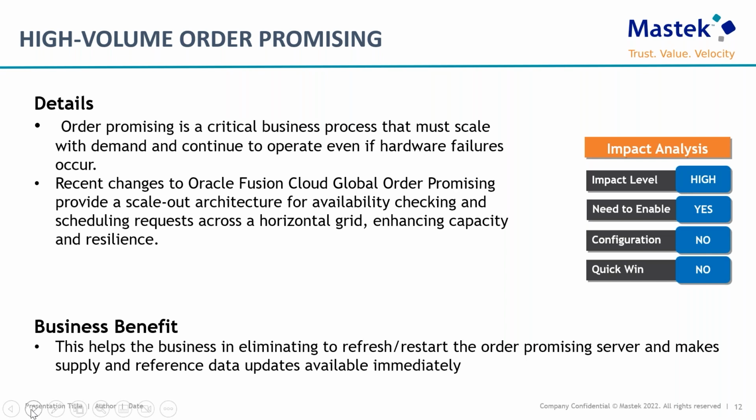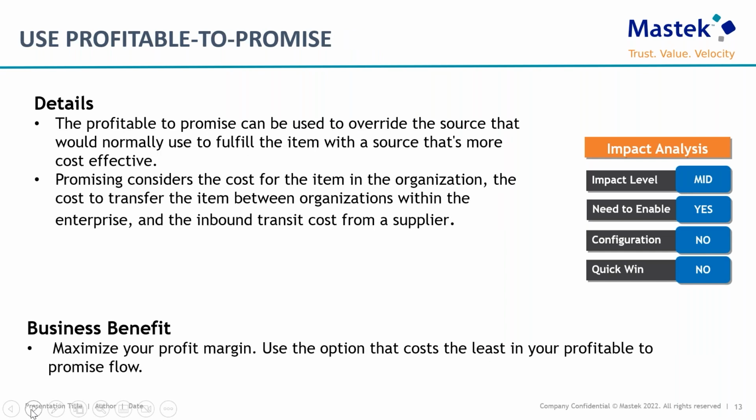Talking about high volume order promising. The next feature that we have is use profitable to promise. Profitable to promise can be used to replace the source that would normally fulfill the item with a source that's more cost effective. Promising considers the cost for the item in the organization, the cost to transfer the item between the organizations, between the enterprise, and inbound transit cost for the supplier.